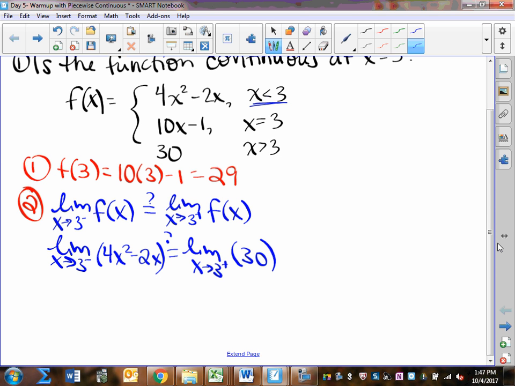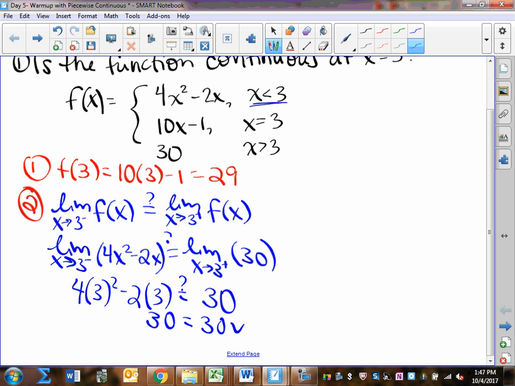Can I do direct substitution for this left-hand one? Yeah. Let's just, we're checking to see, what's my limit over here? 30. Alright, what do we get on the left side when we simplify? Oh, how nice! 30 equals 30. So I did all that to decide what? What can I say? Yeah, the overall limit as x approaches 3 of f of x is 30.